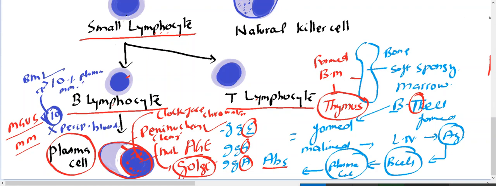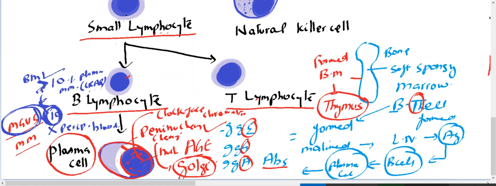Here you will see CRAB findings like hypercalcemia, renal abnormality, anemia, normocytic anemia, and bone pain, which you don't see in MGUS. No CRAB findings, and there is less than 10% plasma cells. In myeloma, you will see more than 10% plasma cell proliferation.